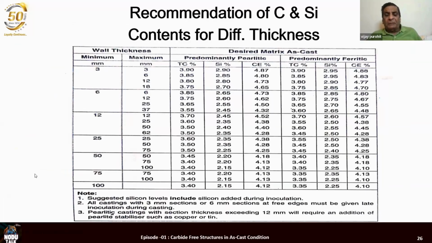This is a very useful slide. It was provided by late Mr. Ramurthy in the SGI and casting technology book, which is available with Kastwel, and Kastwel has done a fantastic job. It gives you the minimum wall thickness of the casting, the maximum wall thickness of the casting, and for the matrix of predominantly pearlite and predominantly ferrite, how much should be the total carbon, total silicon, and carbon equivalent to avoid the defects which we spoke about. Next slide, please.